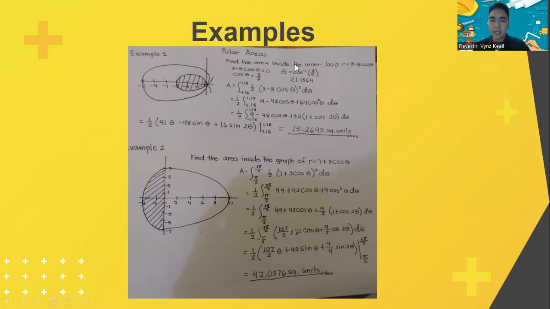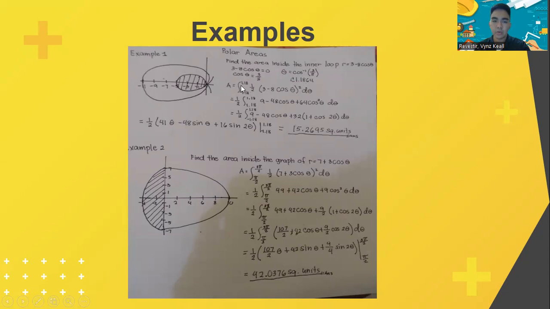Find the area inside the inner loop of r equals 3 minus 8 cosine theta. So 3 minus 8 cosine theta is equal to 0. Cosine theta is equal to 3 over 8. So theta is equal to cosine inverse of 3 over 8, which is equal to 1.1864.